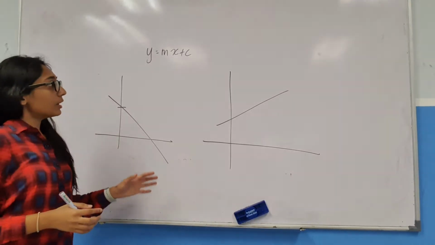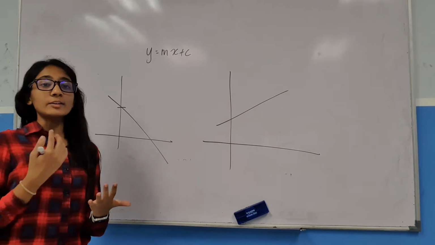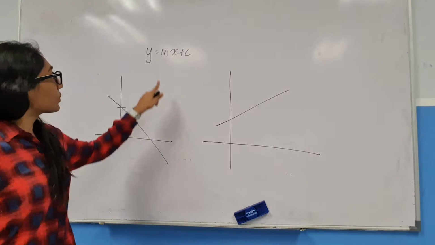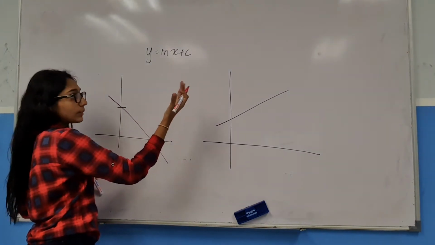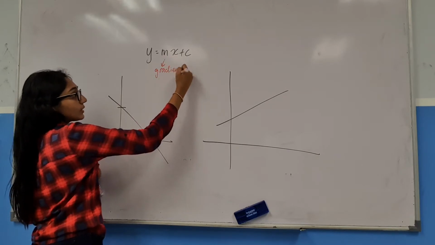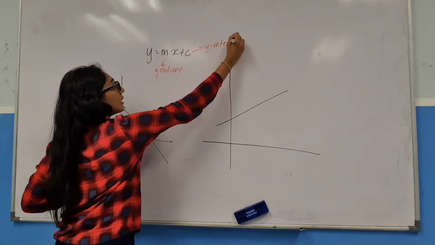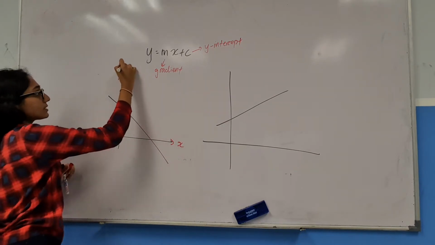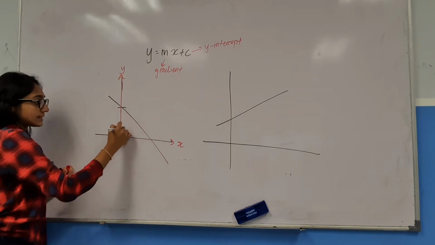Okay, so now we also looked at y equals mx plus c, how to find the gradient and what the y-intercept is. Going back to the equation, y equals mx plus c: y and x are coordinate points, m is the gradient, so it can be any number depending on what the gradient is, and c is the y-intercept. Now in a graph, let's say I have this graph, this is the x-axis, this is the y-axis. The y-intercept is where the graph cuts the y-axis.